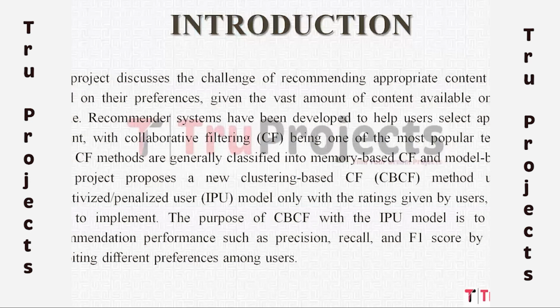Introduction. Given the abundance of content available both online and offline, the project examines the difficulty in recommending appropriate content to people based on their taste. Collaborative filtering (CF), one of the most widely used approaches, has been extended into recommender systems to aid users in choosing acceptable information. The two main types of CF techniques are memory-based and model-based CF.